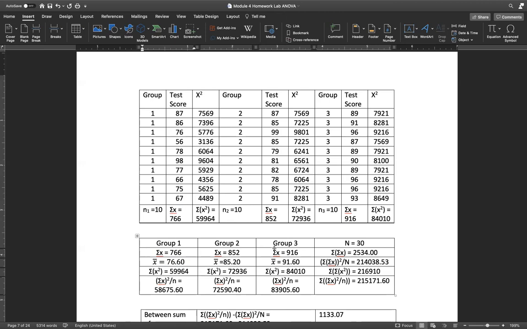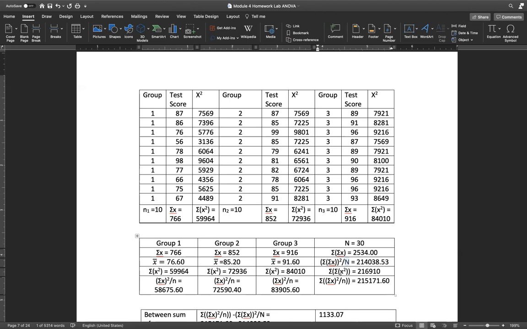And then I do the same thing for group 2 and group 3, and then this is all of these together. So when you see the summation of x, that means I take this 766 plus this 852 plus this 916, and that gives me this. Again, this is the summation of all of the summation of x, which is right here. So this one, and this one, divided by n, and this n is all three n's. So this would be 10, 10, and 10, so I'm dividing by 30.